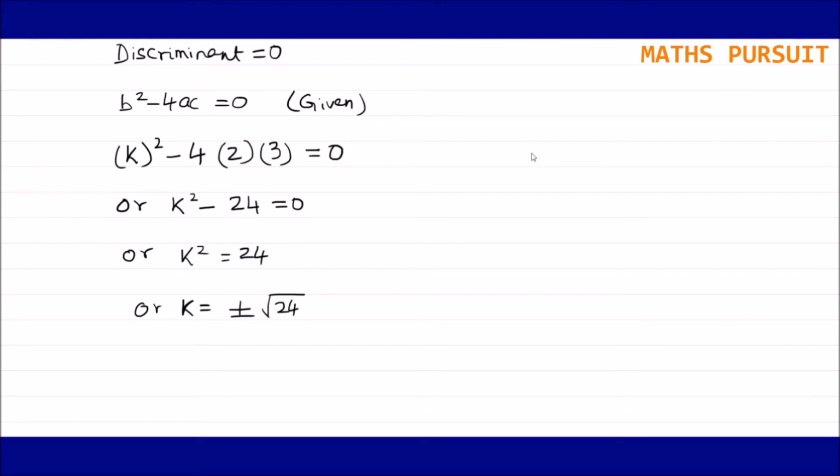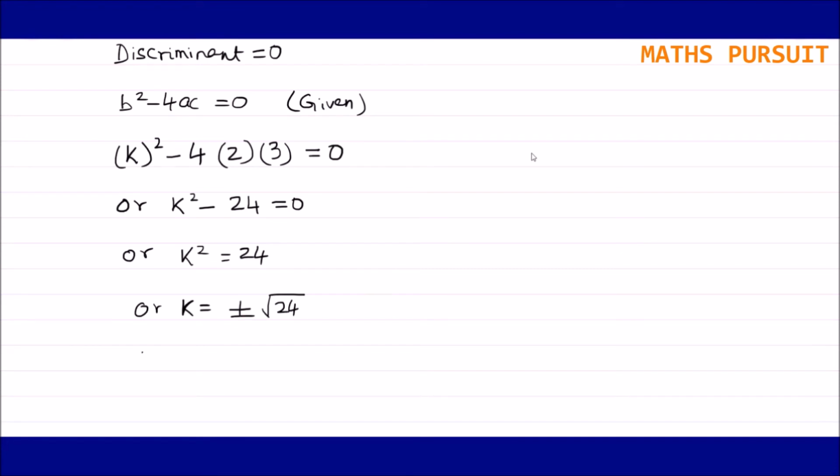Hope guys, we very well know that whenever we take a root, we make it plus or minus. Why? Because, for example, the square of minus 2 is minus 2 into minus 2, and we will get plus 4. Similarly, 2 into 2 will also give plus 4. If we are given only 4, we do not know whether it is minus or plus. For that reason, we are taking plus or minus root over 24.